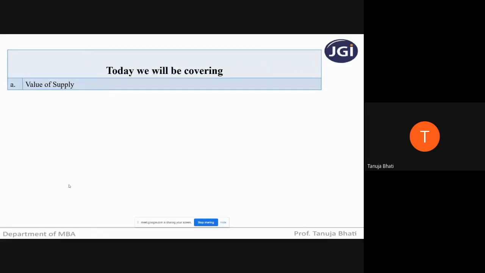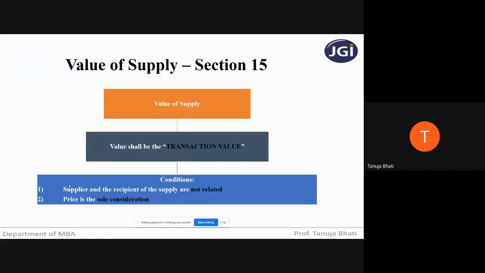Let us know what is the meaning of this value of supply. So students, value of supply is covered under section 15. Remember, section 15 talks about the value of supply. Now, what is the meaning of value of supply? Value means the price. Value means on which you are going to charge GST taxes. That is either CGST, SGST or IGST. So value is nothing but the price of the goods and services on which you are supposed to charge GST.